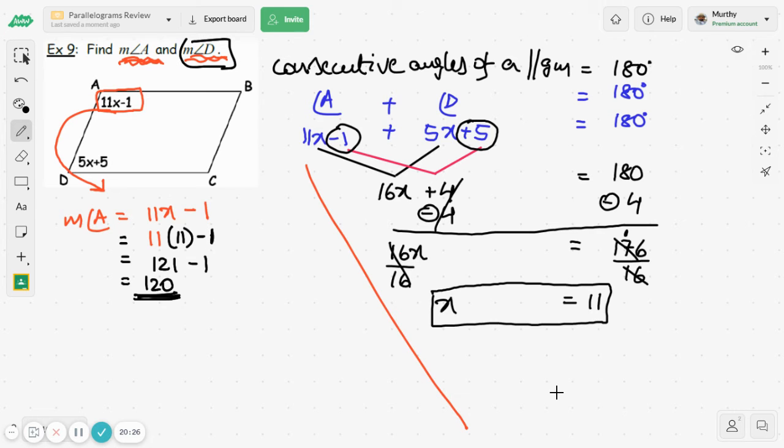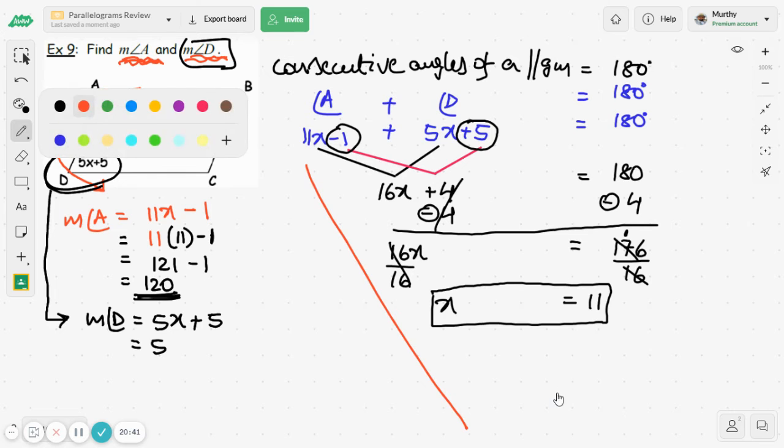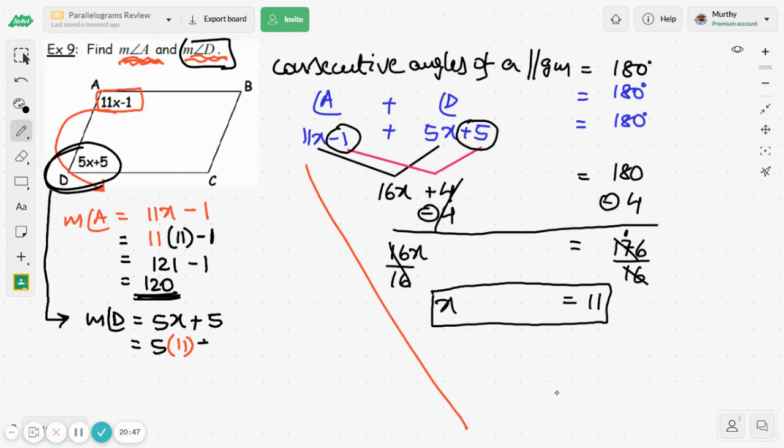Next, coming to the measure of angle D. I see that it is 5x plus 5. Measure of angle D equals 5x plus 5. Just plug in the value of x. We got 11. So 5 times 11, which is 55, plus 5, it is 60 degrees.